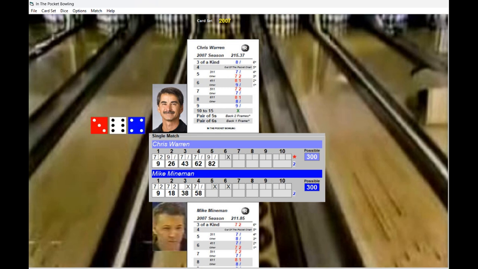Warren next. He throws 3, 6, 4. That's 13. That's a strike. So he gets a strike. So he gets 82 through 5. Mindman has a strike to go off of.